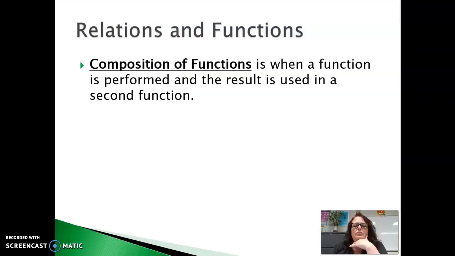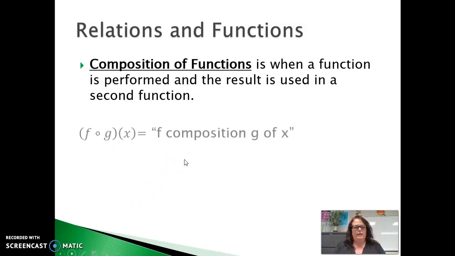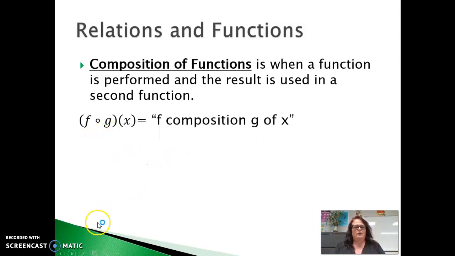So a composition of functions is when a function is performed and the result is used in a second function. So it's kind of like a function within a function. So we're going to see it written as, it almost looks like fog, because that open circle, it's not a closed one. If that was closed, that would be multiplication, but because it's open, it's composition. So we would call that f composition g of x.